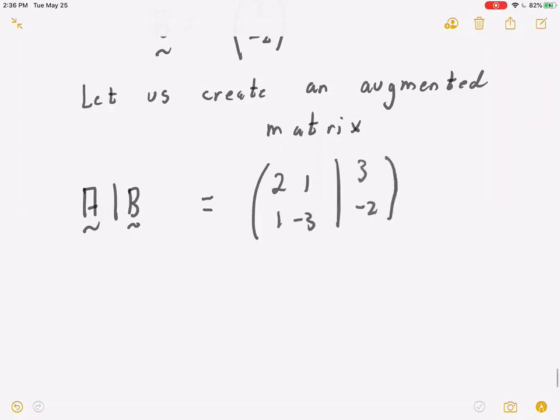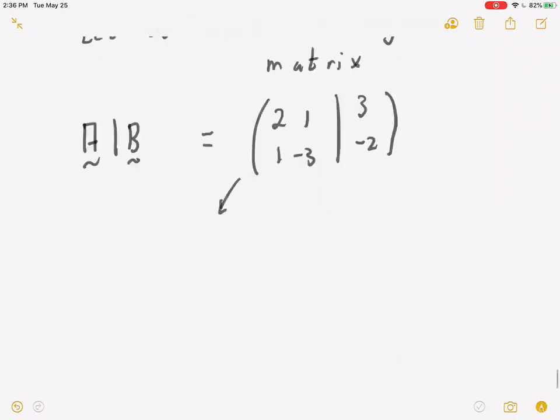Now, the beauty of an augmented matrix is it captures inside of it a lot of information. Buried inside here are two linear equations, 2x plus 1y equals 3, and 1 times x minus 3 times y equals minus 1. So an augmented matrix is really a shorthand way of writing down these two linear equations.